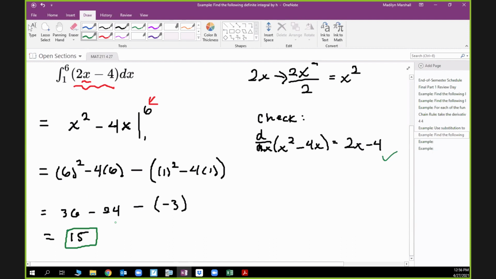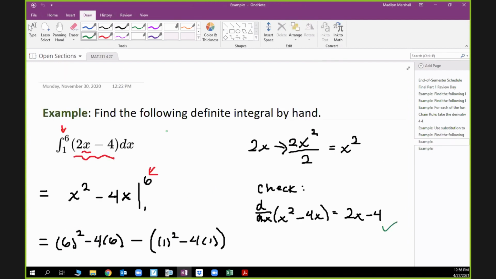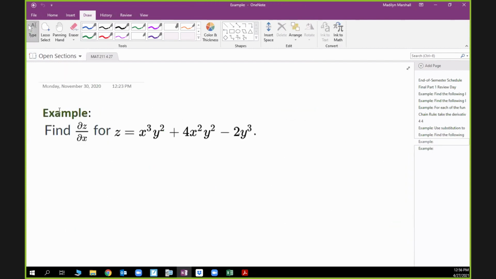Okay, so let's look at some partial derivatives. Are there any questions about this one before we move on? Okay. So partial derivatives.